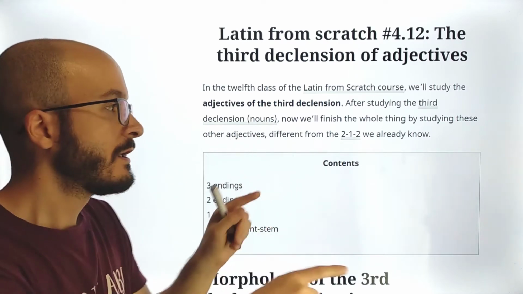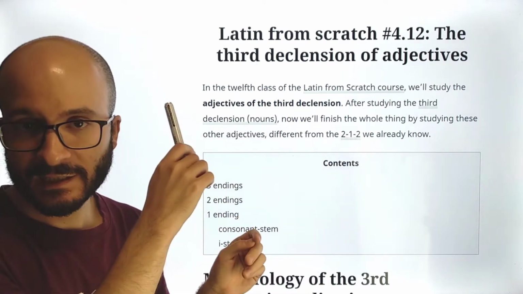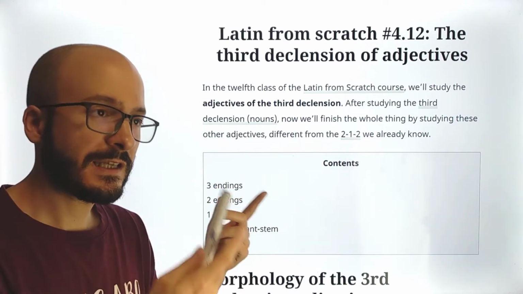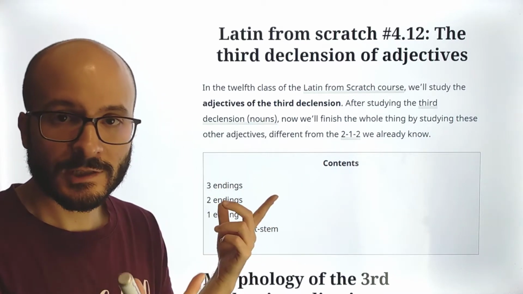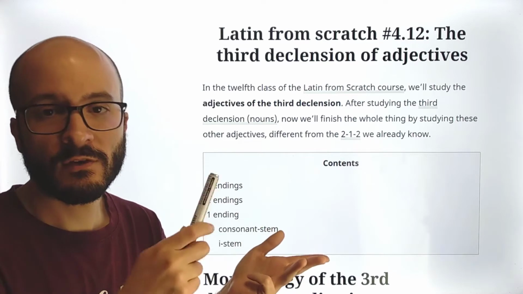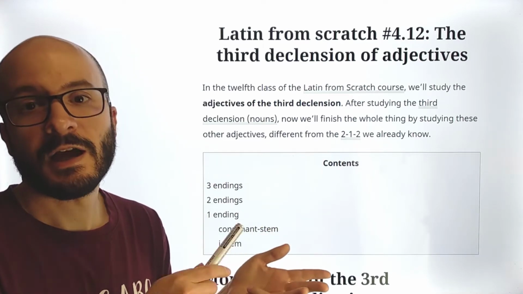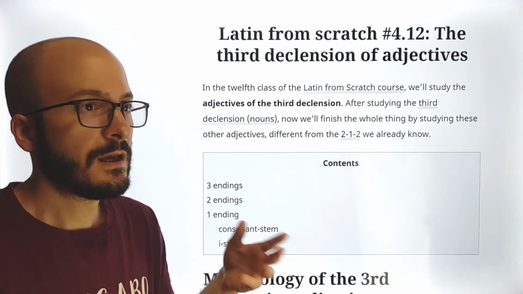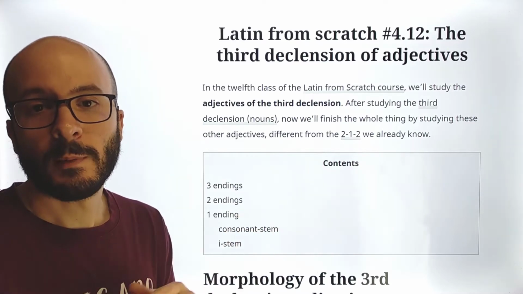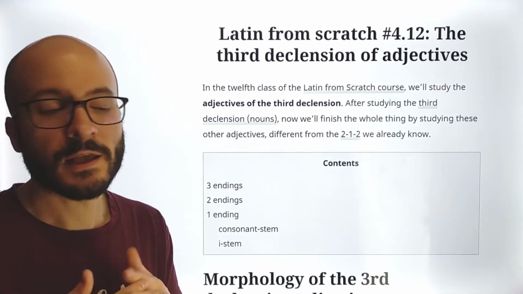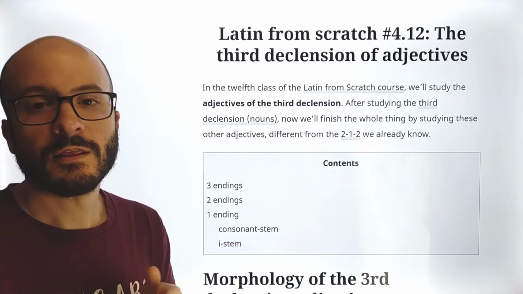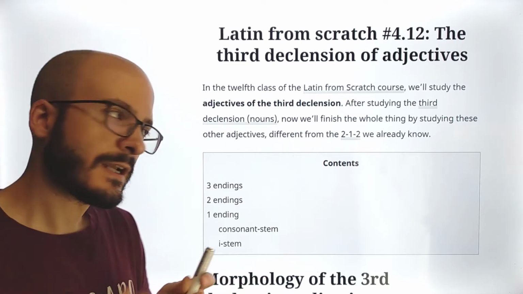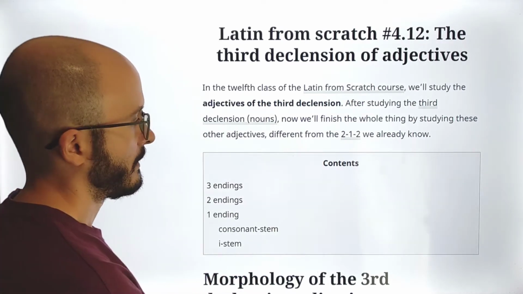Remember that we saw these 2-1-2 adjectives. Now we are going to see the adjectives of the third declension, and then the fourth declension and the fifth declension don't have adjectives. So that's pretty much everything we need to know about adjectives. Later, of course, we have to study the comparative, superlative, etc., but that's going to be later.